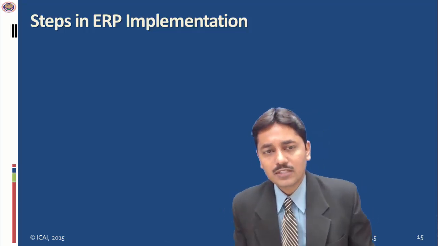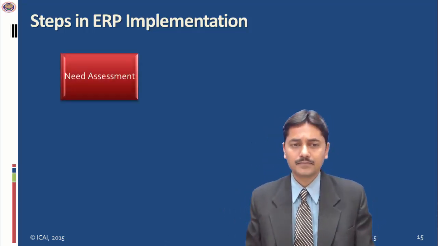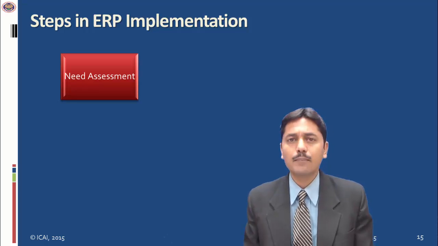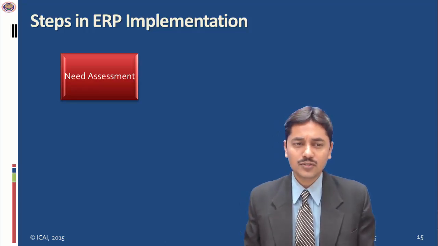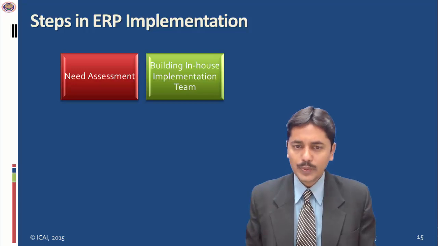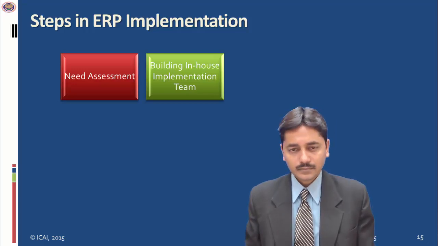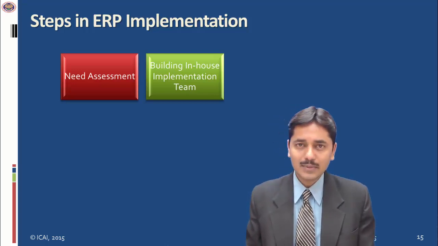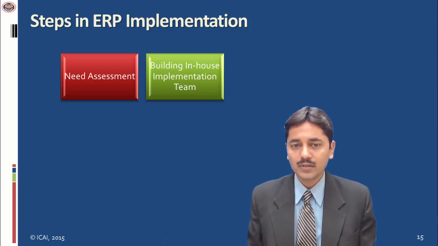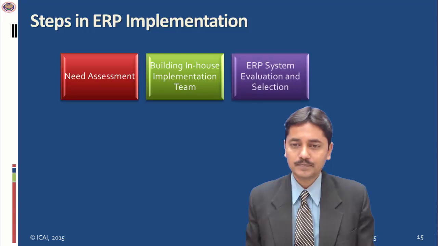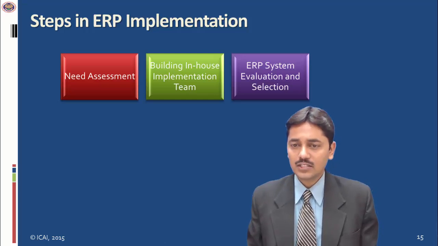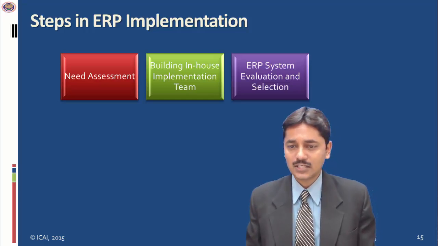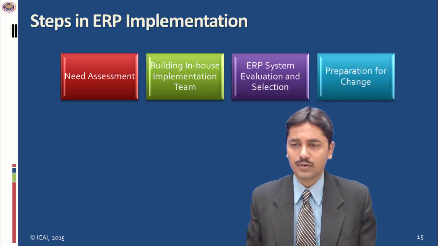Now let us try to understand the steps in ERP implementation, one by one. The first, very important step is need assessment. What is the exact need of the customer must be understood thoroughly. Step number 2 is building an in-house implementation team. Obviously there will be some implementers from outside, but at the same time it is extremely necessary to have our own people as part of that implementation team. Step 3 is ERP system evaluation and selection. We need to understand the requirement, evaluate the existing systems, and select the system which we want.